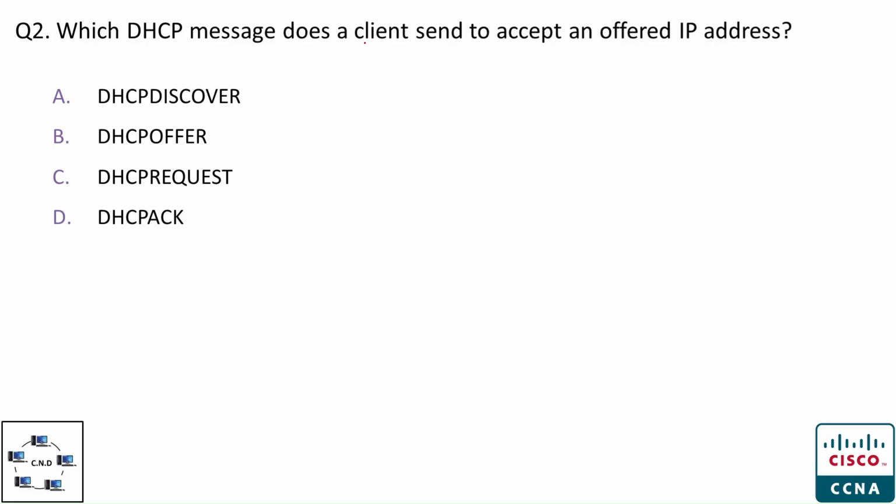Which DHCP message does a client send to accept an offered IP address? And the options are option A, DHCP discover, option B, DHCP offer, option C, DHCP request, and option D, DHCP ack. And the correct option is option C, DHCP request.